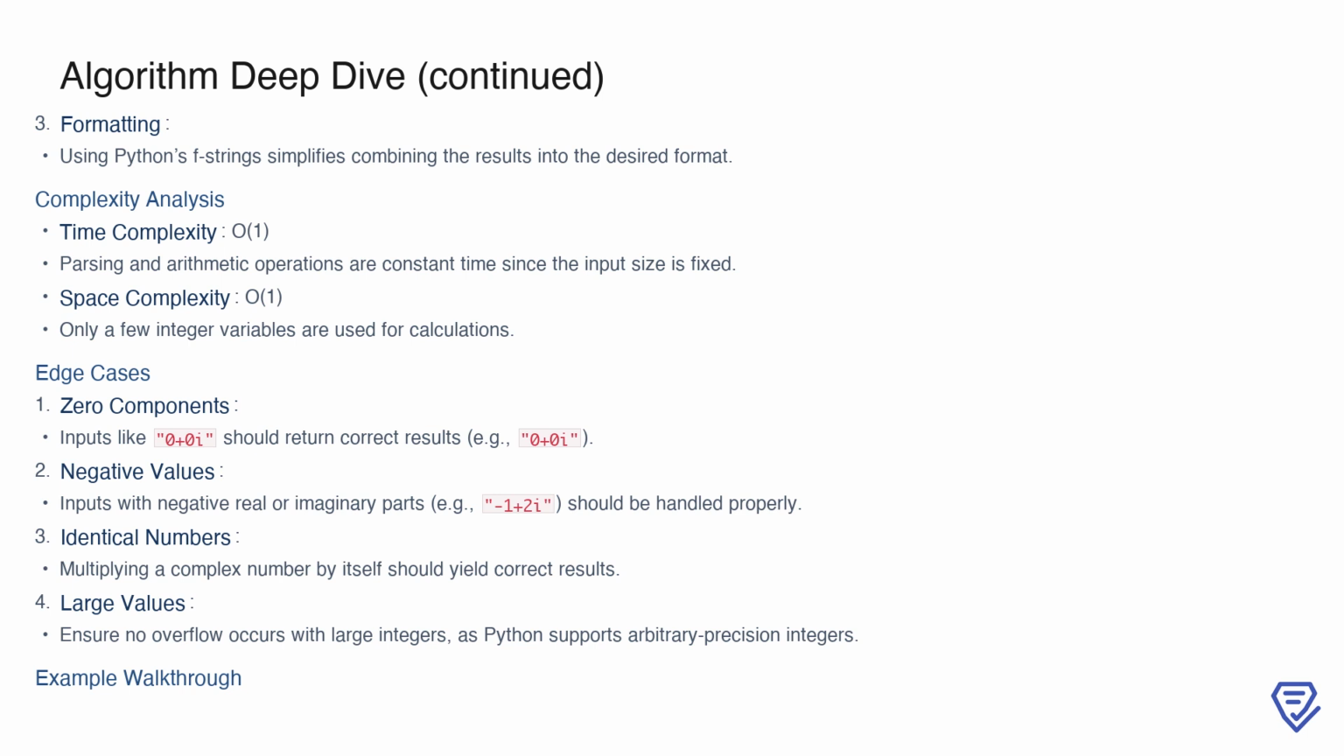For example, inputs like 0 plus 0i must return 0 plus 0i, even when all components are zeros. Negative values, such as -1 plus 2i, are also handled seamlessly by the algorithm. Multiplying a complex number by itself, like 1 plus 1i squared, should yield the correct result. Lastly, Python's support for arbitrary precision integers ensures that even with large values, there's no risk of overflow. With these considerations, the solution handles all possible scenarios effectively.